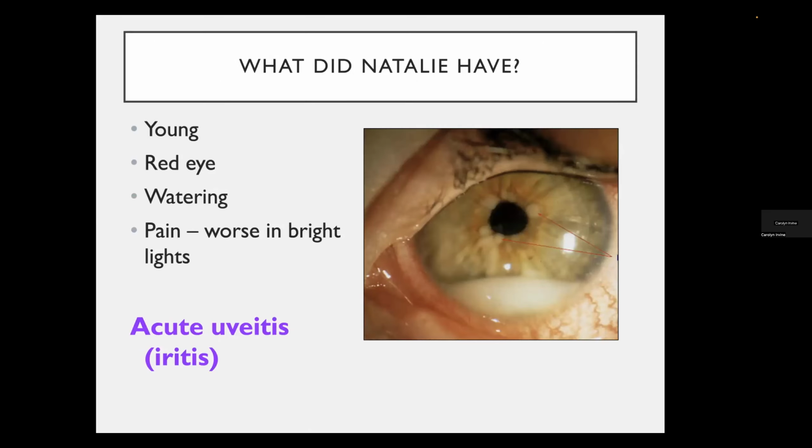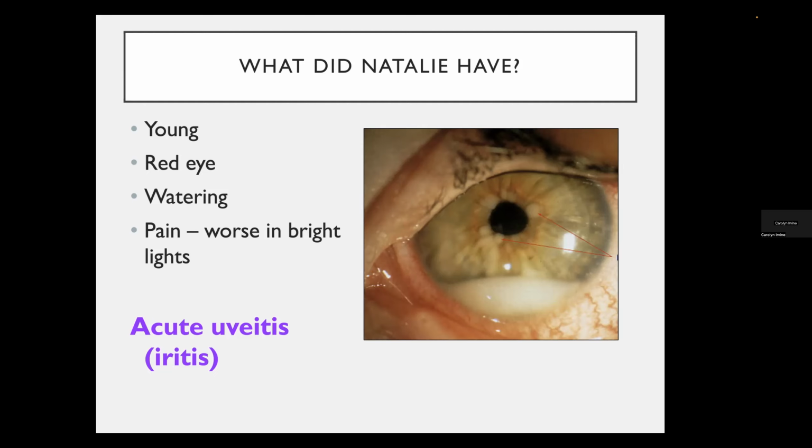So looking at her, she would have a hypopyon. So thinking about the infections, you get a hypopyon because it's an infection. You've got pus cells there. You can get a hypopyon with inflammation. And Natalie, who's young, had acute uveitis. It's also called iritis. It's the same thing.